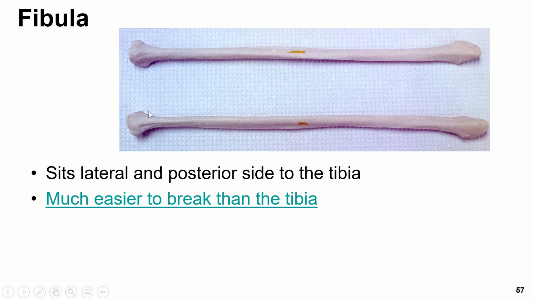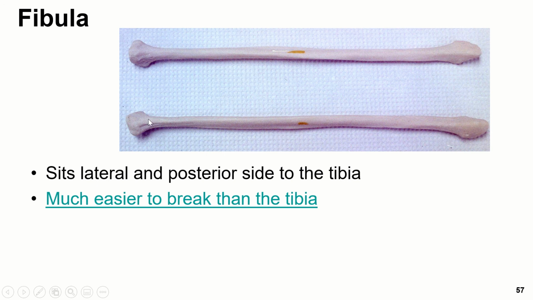One end is sort of shorter, the other is more pointy. The distal end has the lateral malleolus. Okay, that's what that is. This is the proximal end. It does have an interosseous crest where the interosseous membrane sits.